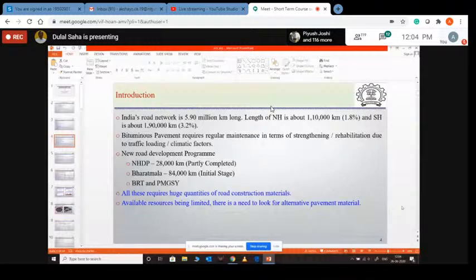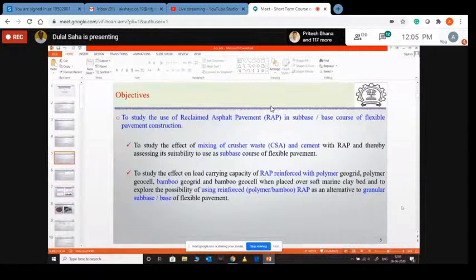Yeah, sorry. Okay. So these require construction material, and available resources being limited, there is a need to find alternative material. And this was the objective of this presentation, to find waste material as a tool for using in the new construction.